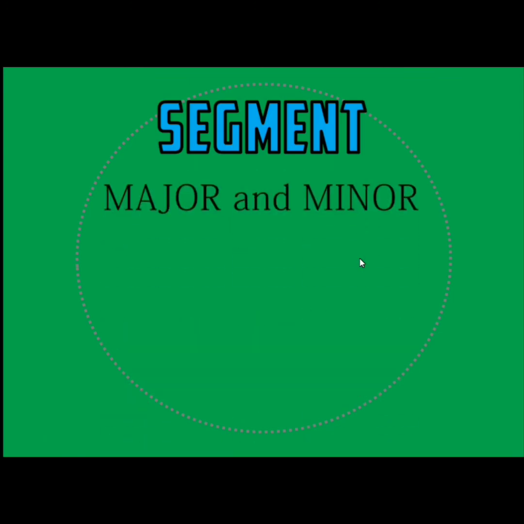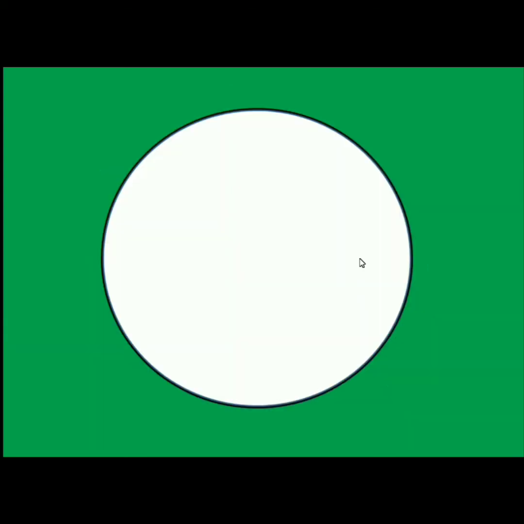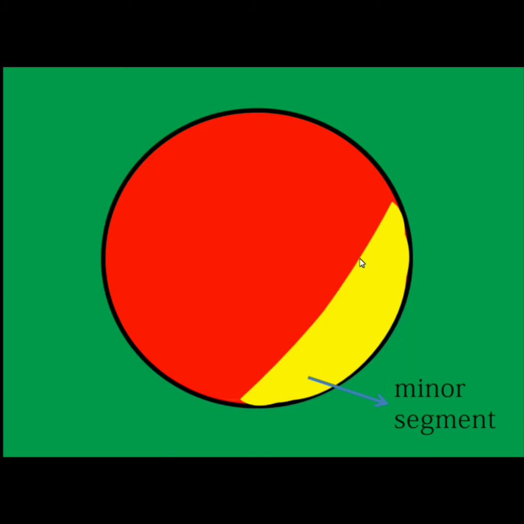The other example of slices is the segment, major and minor. Slice made by a chord, a region bounded by a chord and one of the arcs connecting the chord's endpoints. The length of the chord imposes a lower boundary on the diameter of possible arcs. So this is the minor segment, the yellow, and the red is the major segment.